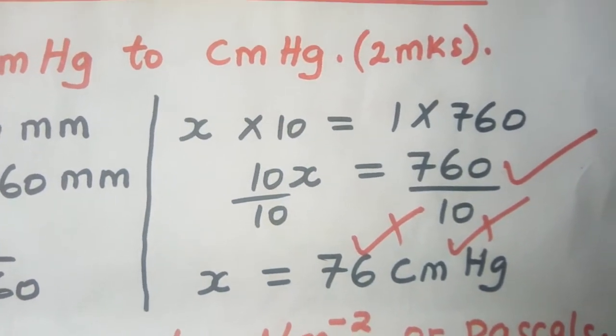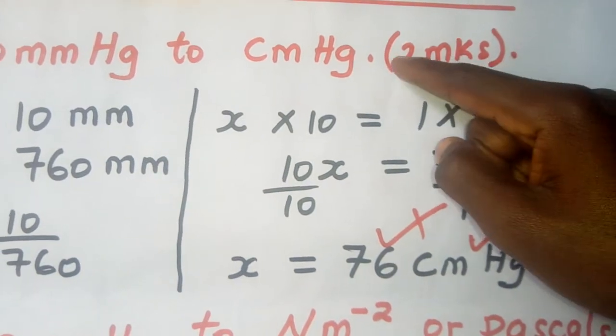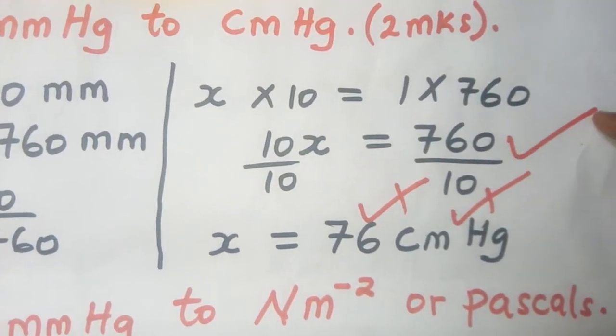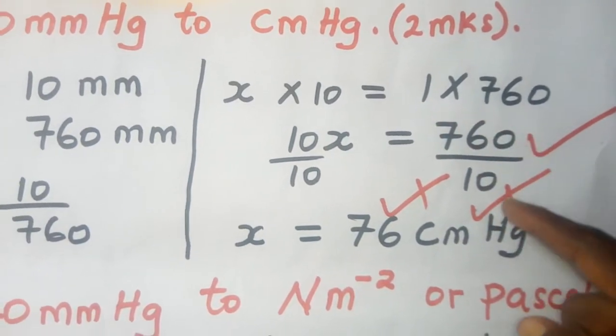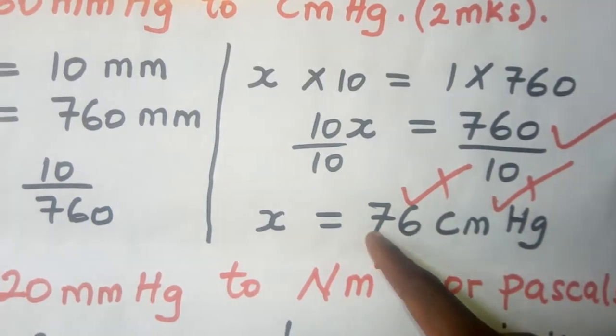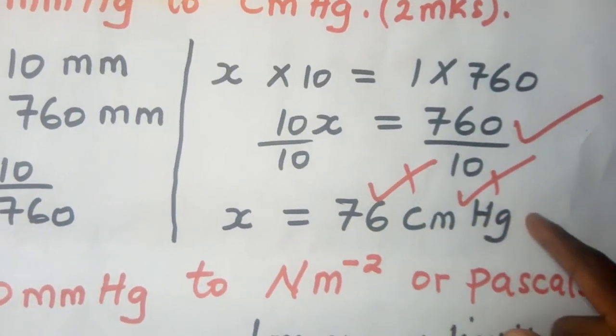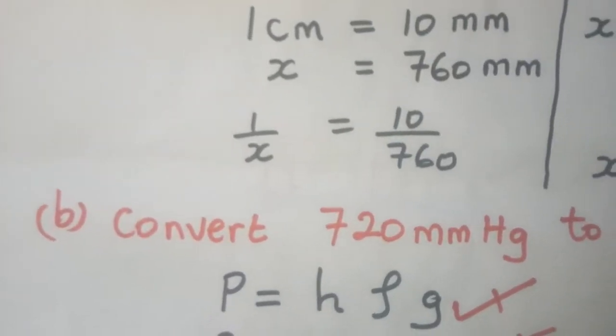Now remember, before we go to the second case, this question has 2 marks. So the first mark will be given here when you are dividing. And then the last mark is going to be given for the correct answer and the correct unit. Now let's look at the second case.